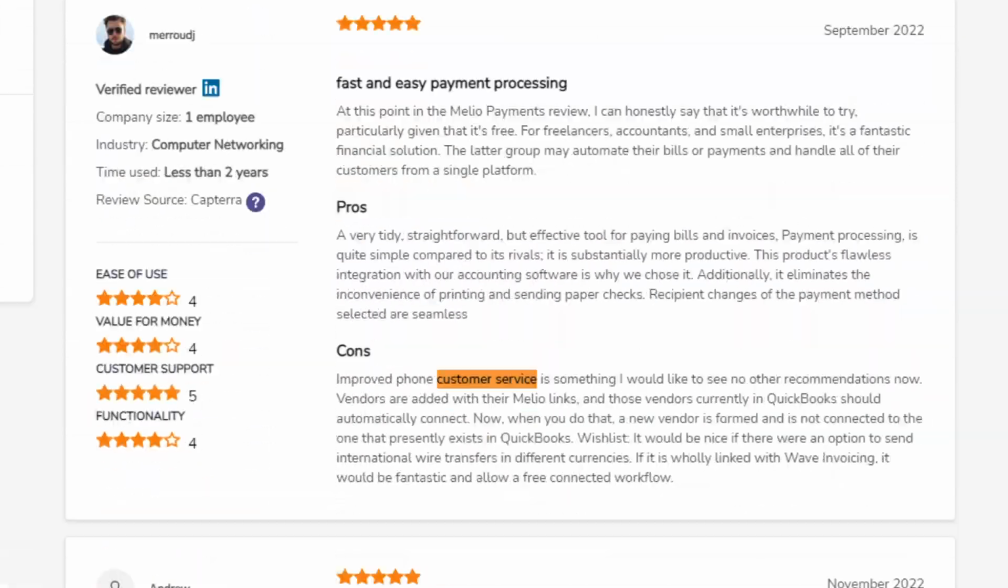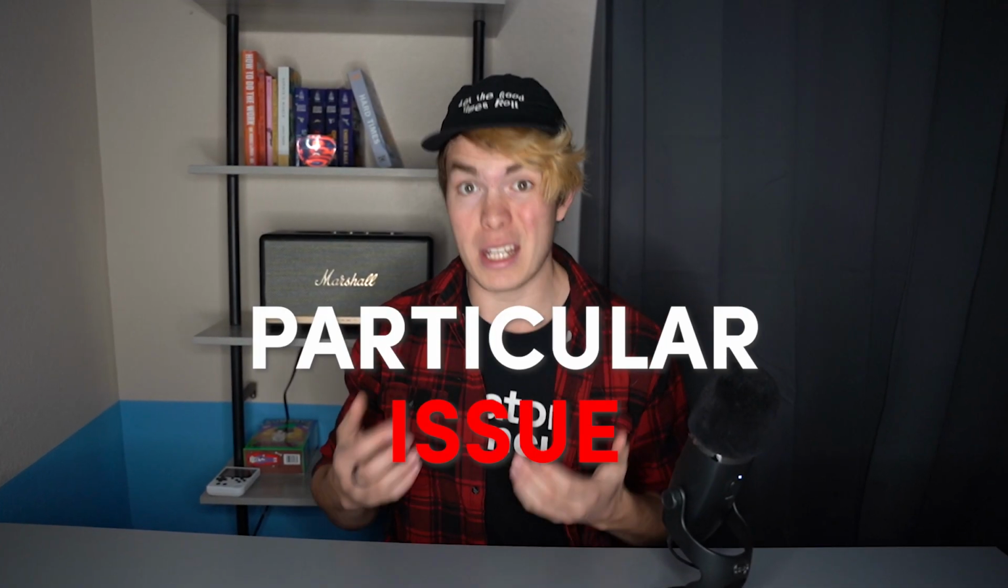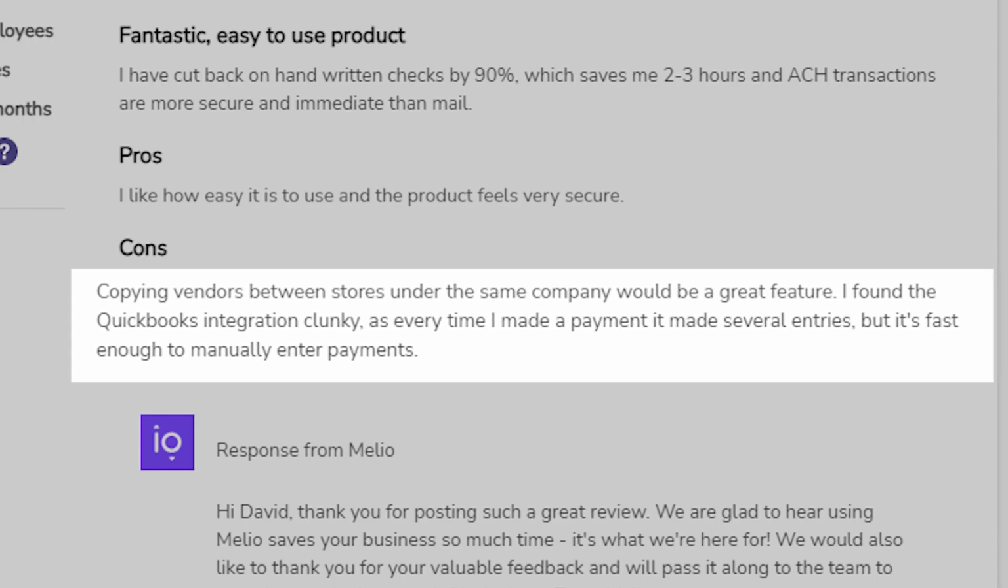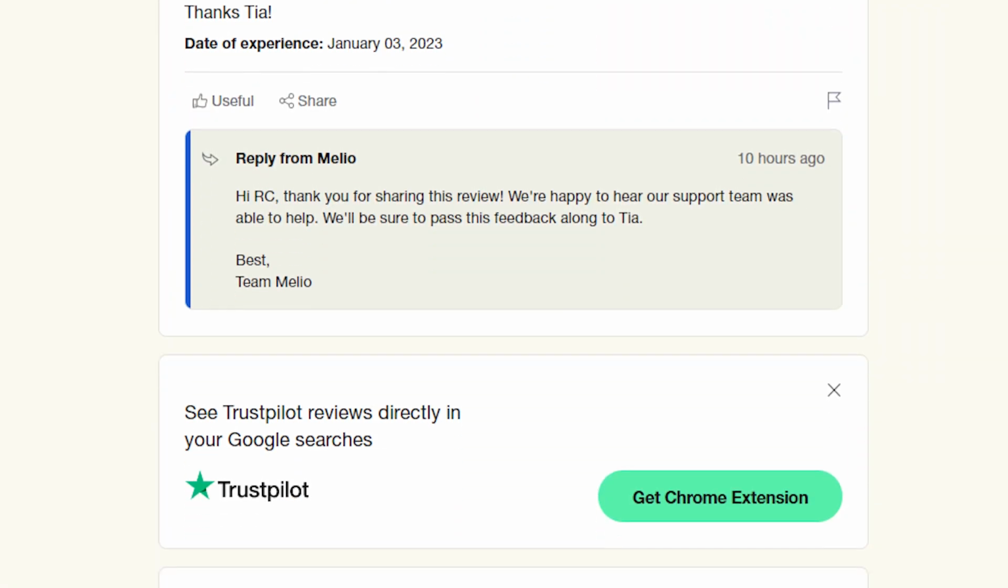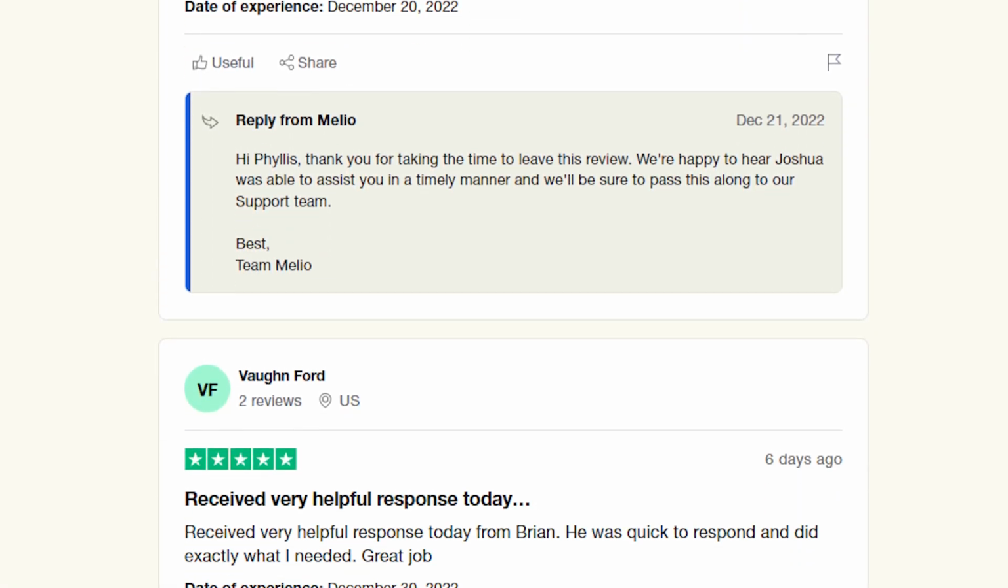Now, outside of fees, there have also been some complaints about Melio's customer service, especially when it comes to getting help for a particular issue. Some folks also say that they've had a hard time integrating Melio with QuickBooks, but in general, these bad reviews are pretty few and far between, and for the most part, Melio is very well received by their customers.